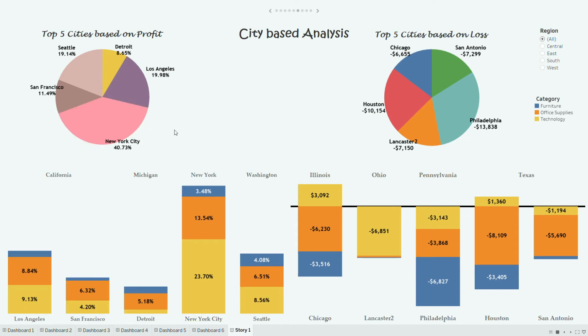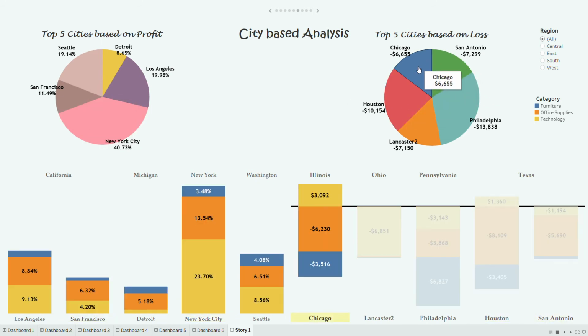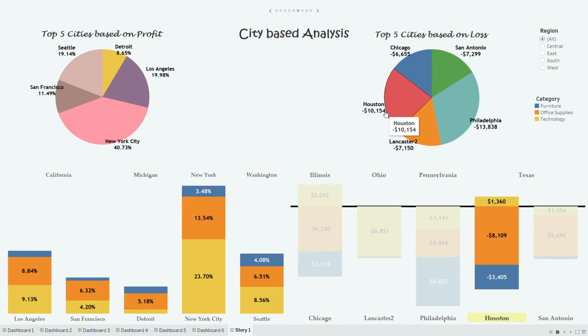These are the overall top 5 cities, and these are the overall top 5 cities with the losses. So you can see Philadelphia, San Antonio, Chicago, Houston and Lancaster.